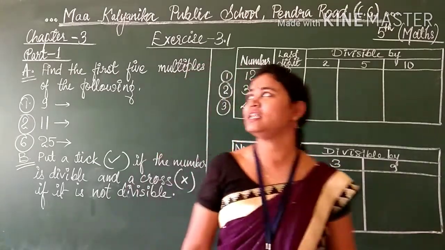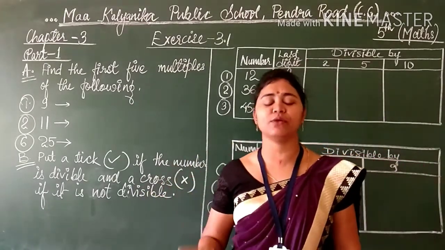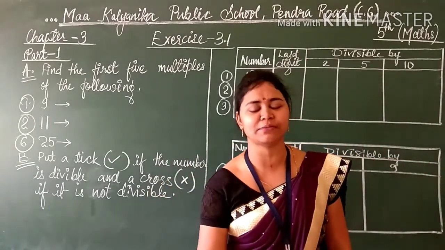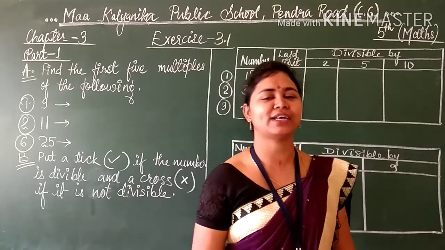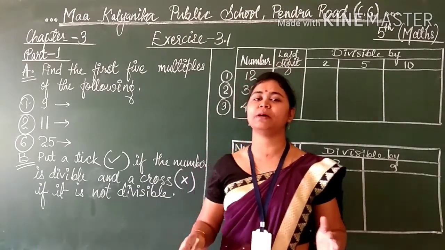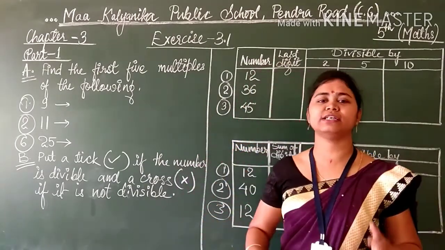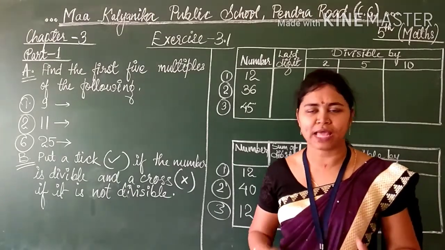So students, in exercise 3.1, some questions are there, and what is the name of the chapter? The name of chapter number 3 is multiples and factors. Yes students, multiples and factors. So I will explain to you one by one according to the exercise so that it will be clear to you how you have to solve that particular exercise.